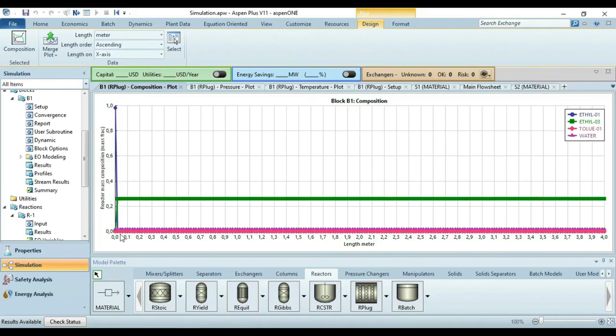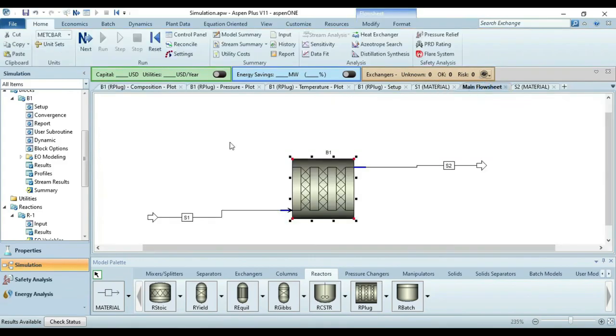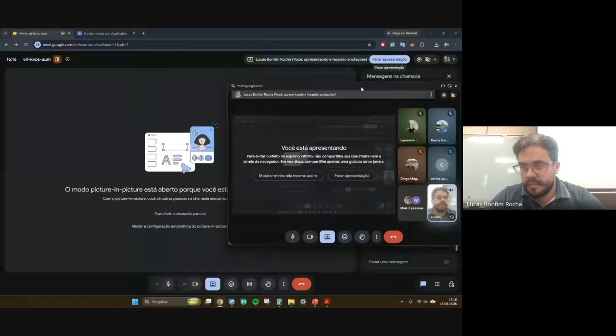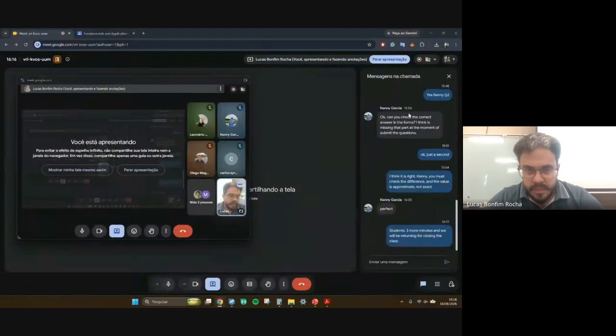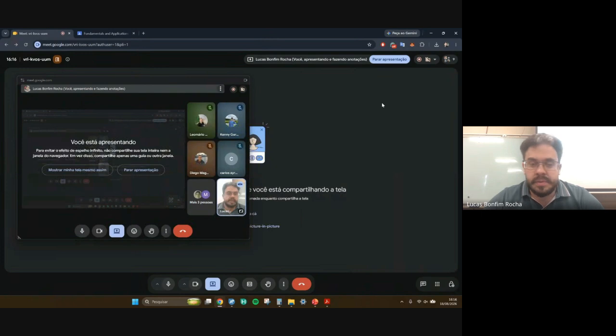So I think you can try to configure, and if you have some questions or doubts, we can discuss later. But you need to try to configure. It's not so easy, but you can perform this in your simulation. Yes, this sounds good. Okay, thank you.